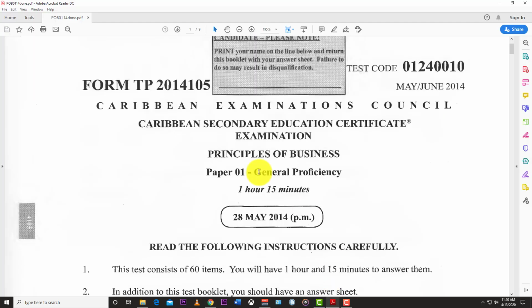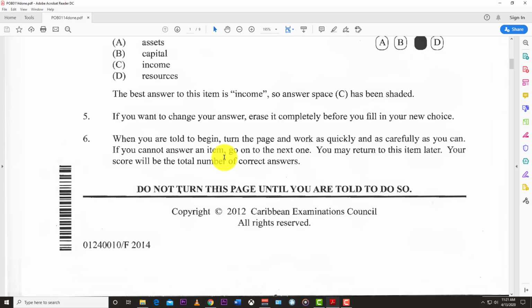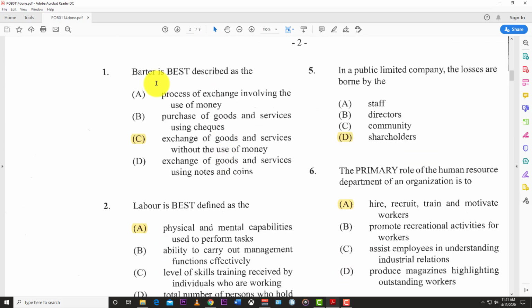Alright, so today we're looking at the Principles of Business paper 1, May-June 2014, and so let's just jump into it. Alright, so number 1, barter is best described as, and of course we've seen this before, so the best answer is the exchange of goods and services without the use of money. That's the key thing, without the use of money.